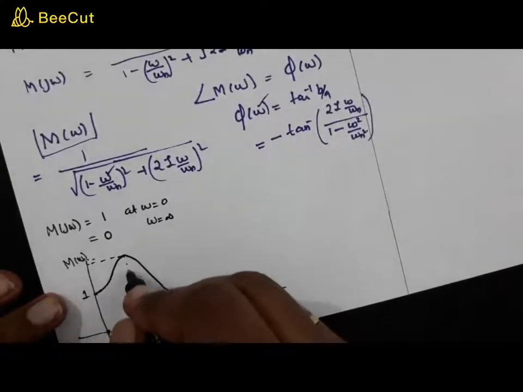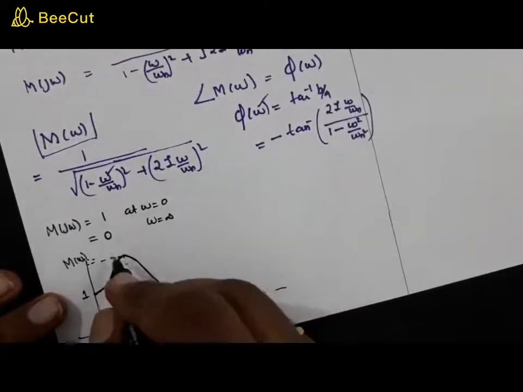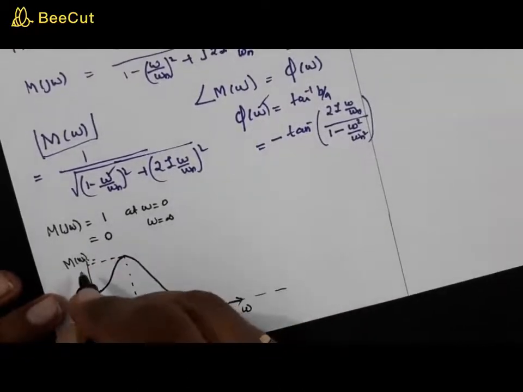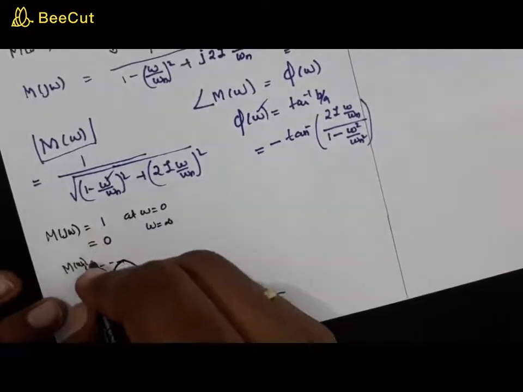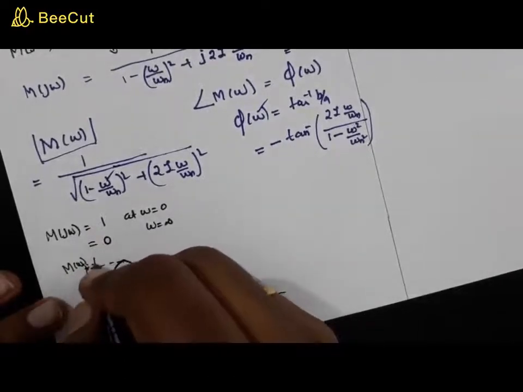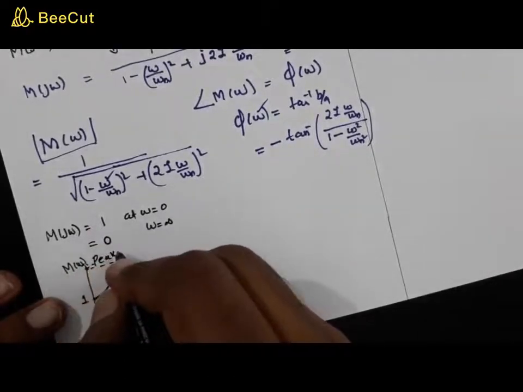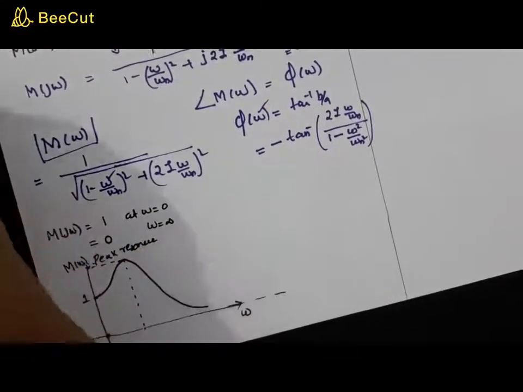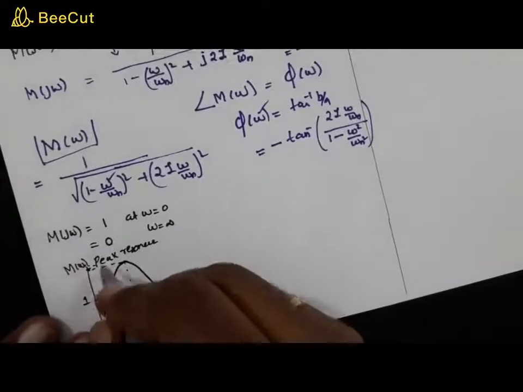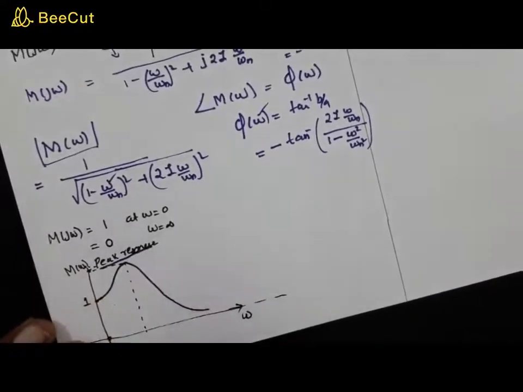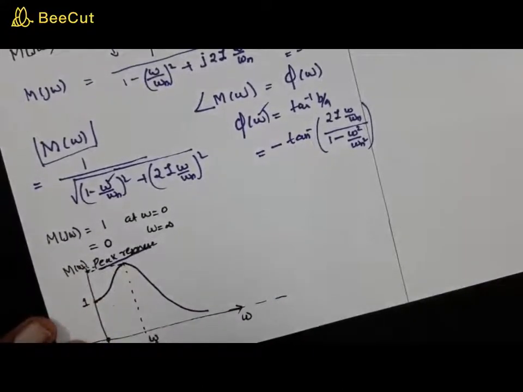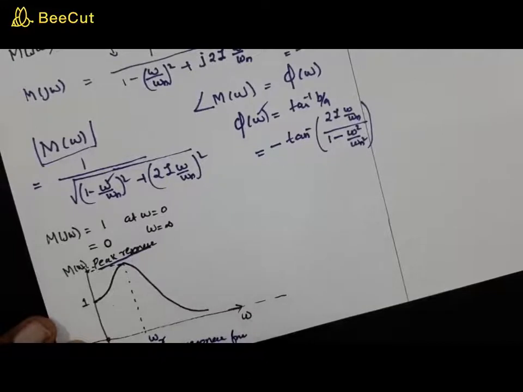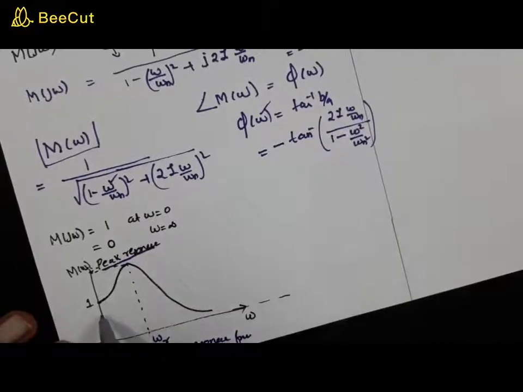Now, this magnitude response will be reaching a peak value. This peak value is called the peak resonance. It is not the frequency, mind you, it is the peak resonance, and the frequency we call the resonance frequency. And I'm going to show you one more thing.